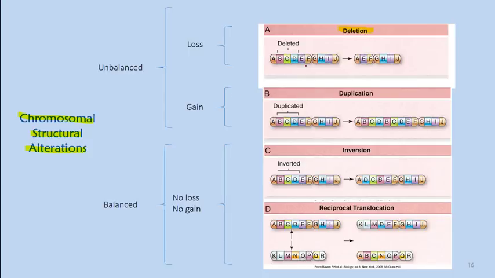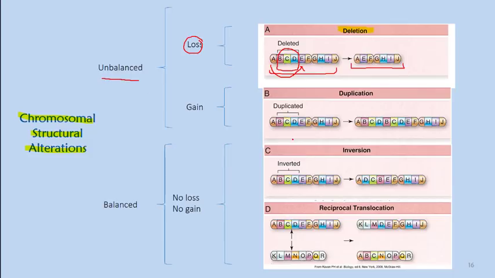So in this example here, if this is normal, in a structural alteration where deletion occurs, this part here ends up being broken off and deleted. And then what we're left with, this combines over here, is this here. So we've lost genetic information. This is considered unbalanced because of this loss.